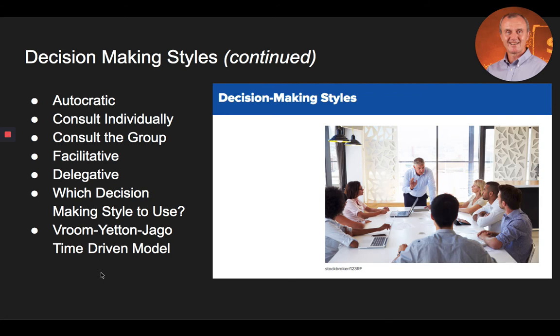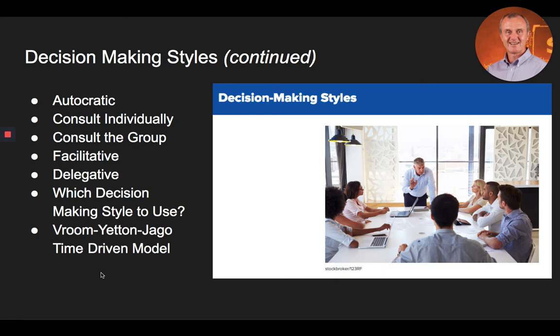Now, let's talk about the 5 different decision-making styles. First, managers who make decisions alone are using the autocratic decision-making style. A manager using this style might seek information pertaining to a problem from subordinates. However, subordinates are generally not asked to provide opinions or recommendations about potential solutions taken into account in the manager's final decision.